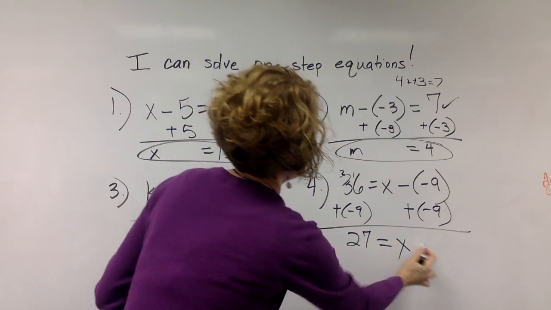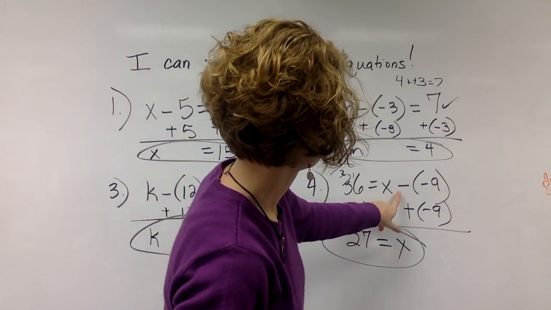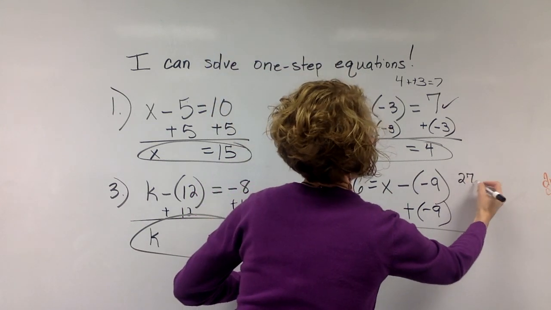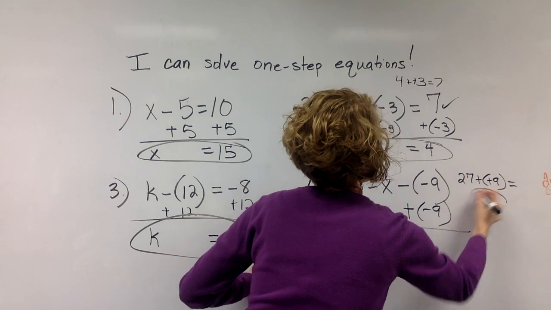I take 27. I plug that back in up there. 27 minus negative 9. Look how I check it. 27 minus negative 9. Add the opposite. Does that give me 36?